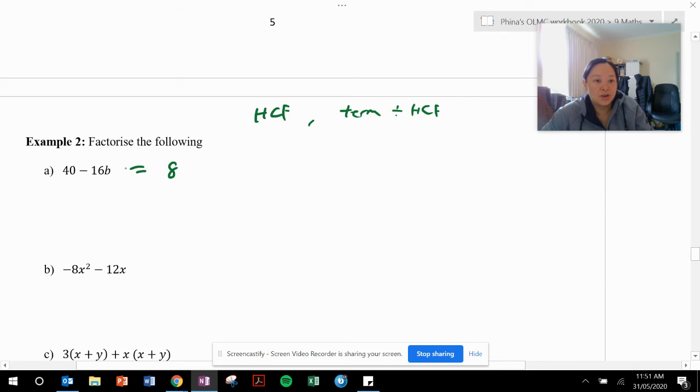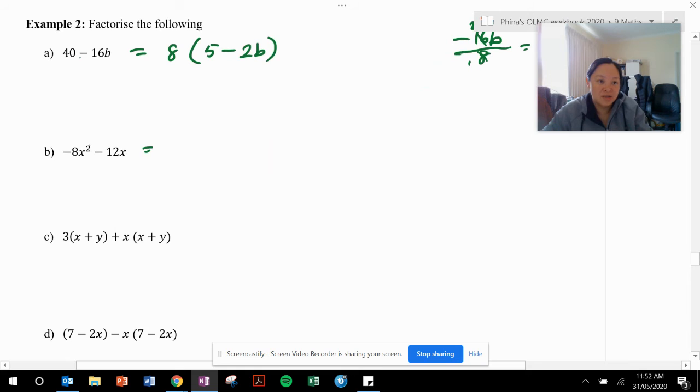So we then go 40 divided by 8, which is 5. Then 16 minus 16b divided by 8. Now you can do it in your head, or if you want, just for the first few times, do it on the side. So negative divided by positive is negative. 16 divided by 8, you can cancel that down even, makes 2b. So that's what you write in the bracket. So minus 2b. And there you go. I factorized it. Okay. Next one.